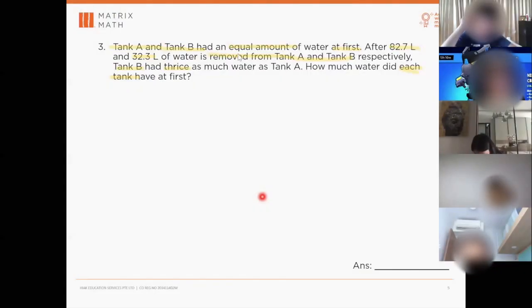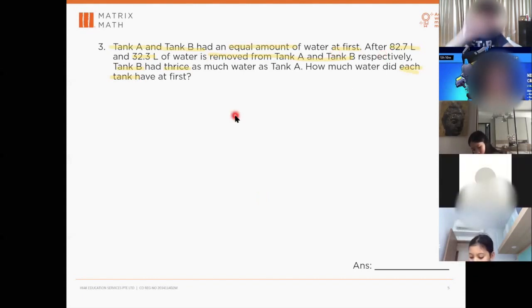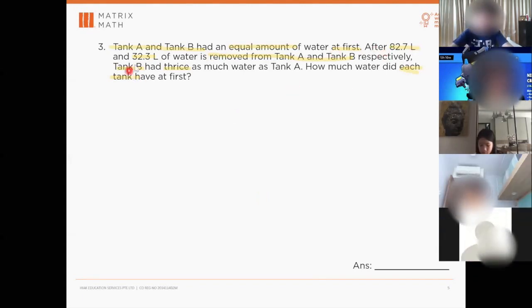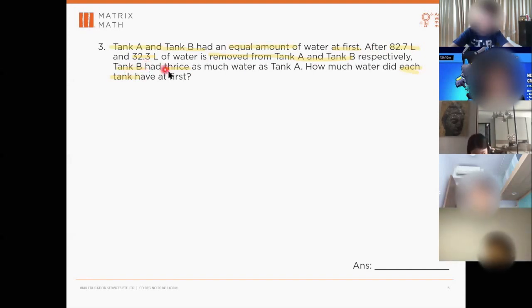Okay, for this question, because now the change for both tank A and tank B is given to you, which is the 82.7 liters and the 32.3 liters. So instead of doing before, change, after, we draw a model instead, since both changes for A and B are given to you.